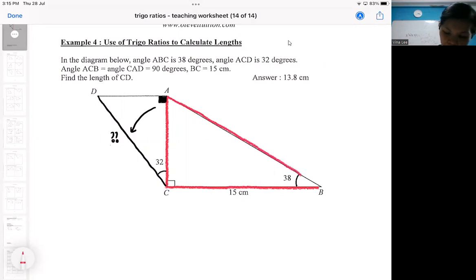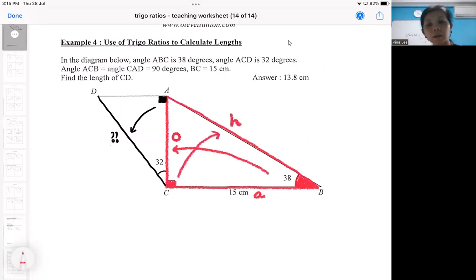So in the red triangle, this is my angle. So this is my opposite. This is my adjacent. The 90-degree will tell me the hypotenuse. So in the red triangle, which length am I interested in? I can be interested in the opposite. I can be interested in the adjacent. Okay, adjacent no need. Adjacent is already 15. Or I can be interested in the hypotenuse.